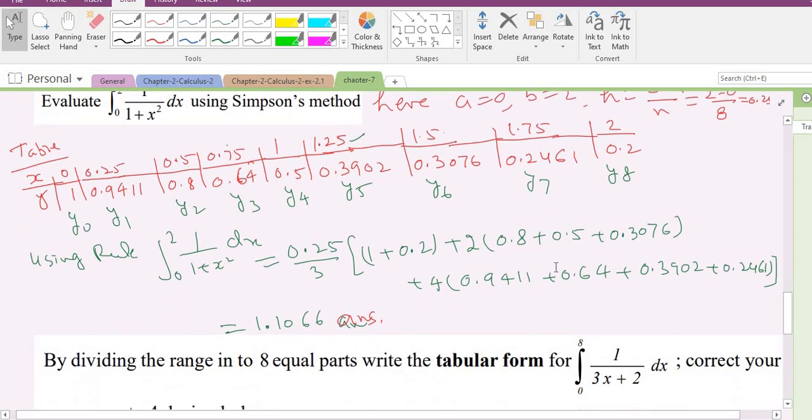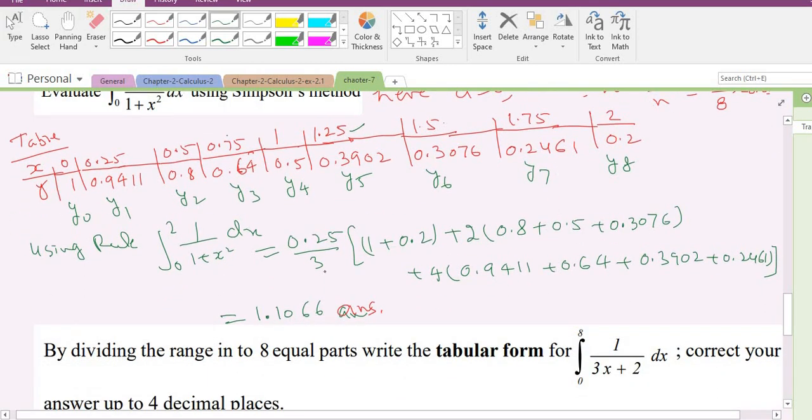Now according to that you have to use h by 3, y0 plus yn, that is y0 and yn, plus 2 times of all even numbers. So even number is this one, this one, this one, add this one, plus 4 times of all odd numbers, y1, y3, y5 and y7. Substitute here and calculate. When I calculate by using my calculator, it is coming as this one. So this is the answer of this question by using Simpson's rule.